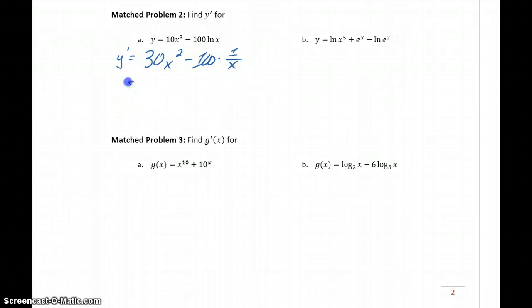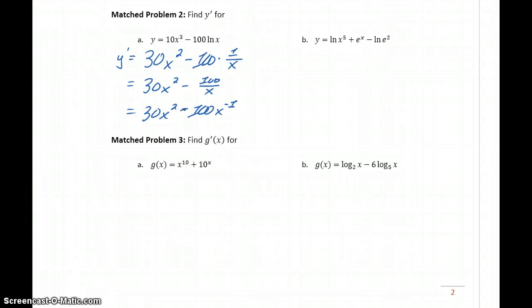and that's our final answer. Or alternatively, we could rewrite this as 30x squared minus 100 over x, or 30x squared minus 100 x to the negative first. So all three equivalent answers there.